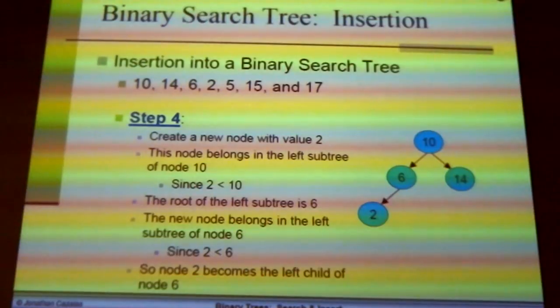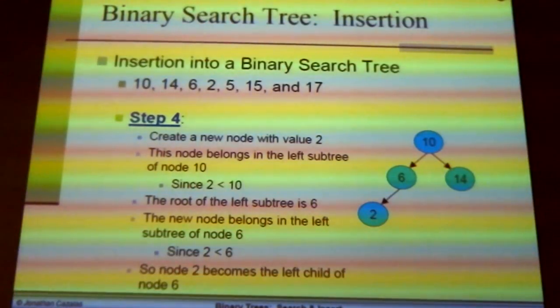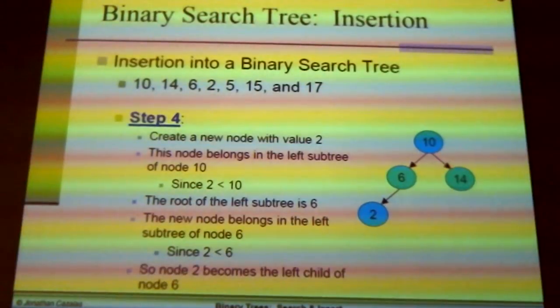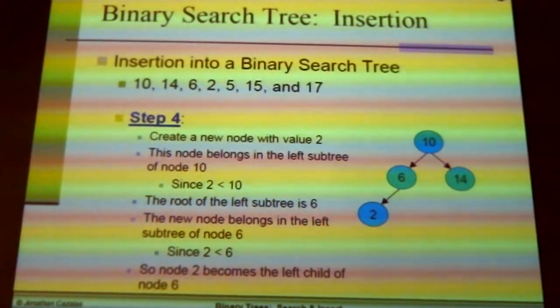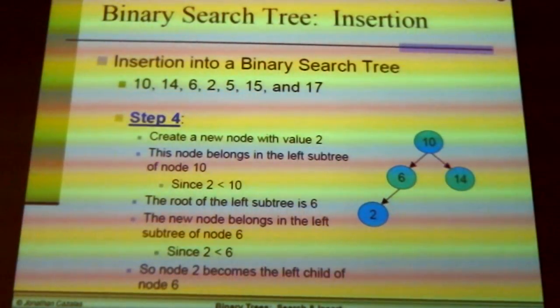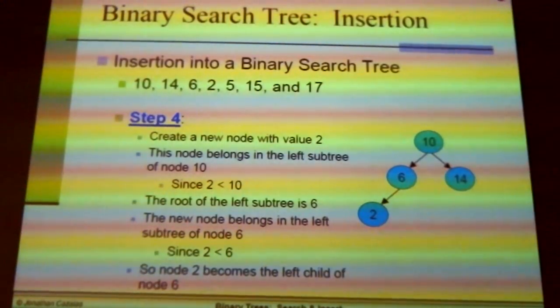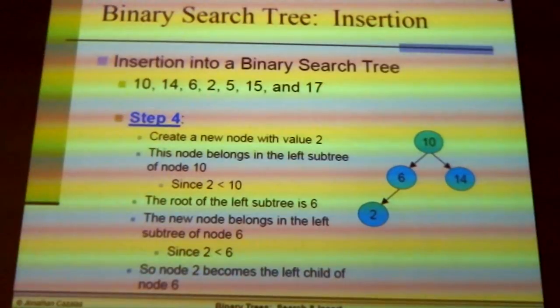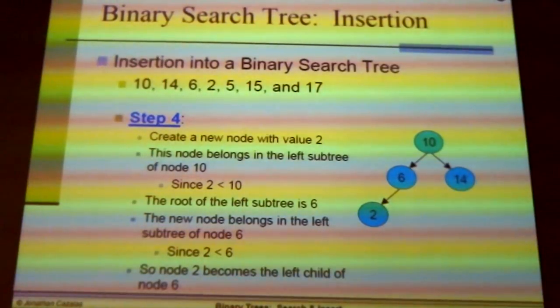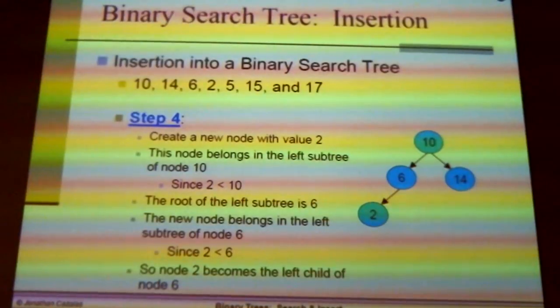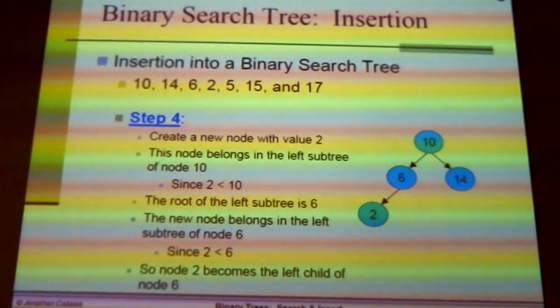Yes, sir? What would happen if the data were the same, like if we put in another 6, what would happen to that? Once the 6 is already there, then it's not a valid binary search tree. Because you would find where you're equal, it wouldn't be a binary search tree.